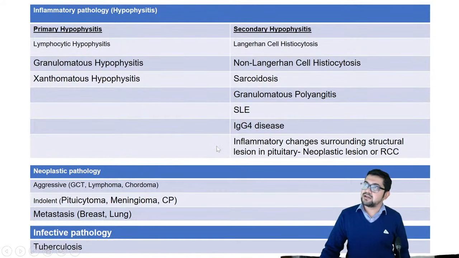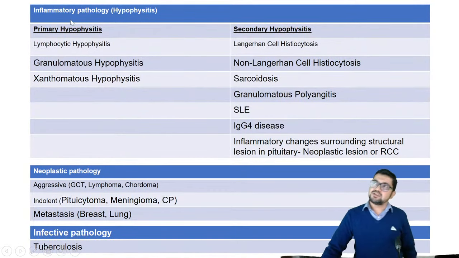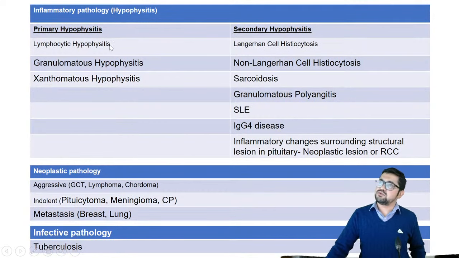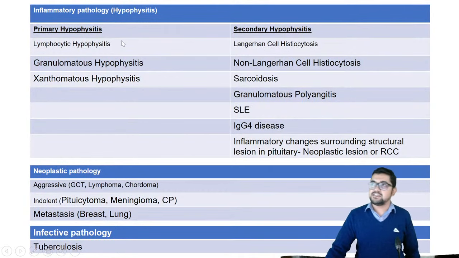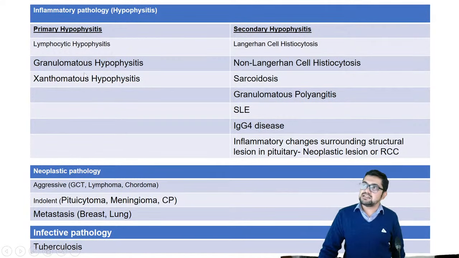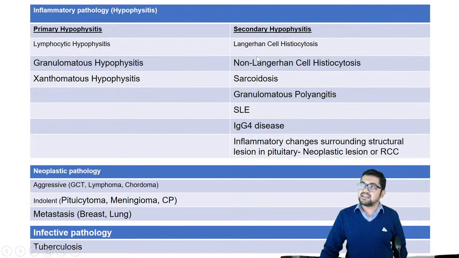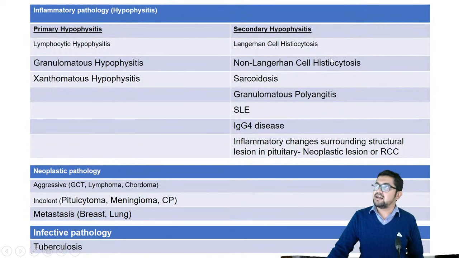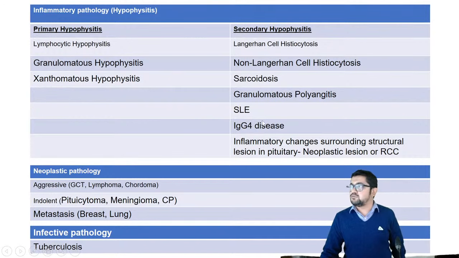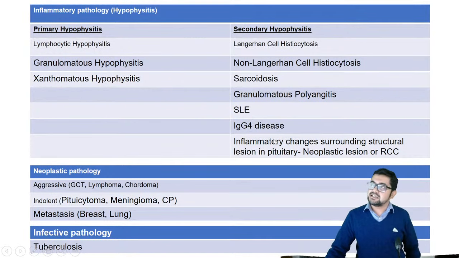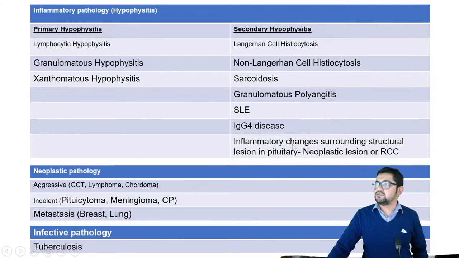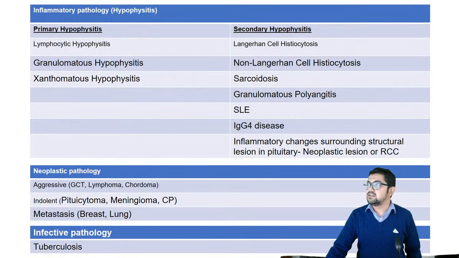So with this background, coming to the inflammatory pathology, that is hypophysitis, it could either be a primary hypophysitis, which is categorized as lymphocytic, granulomatous or xanthomatous hypophysitis, or the inflammation of pituitary can occur as a part of a systemic disease such as Langerhans cell histiocytosis or non-Langerhans cell histiocytosis, sarcoidosis, GPA, SLE, IgG4 disease, or sometimes hypophysitis can also occur due to the inflammatory changes surrounding a structural pituitary lesion, such as a neoplastic lesion or a Rathke's cleft cyst.